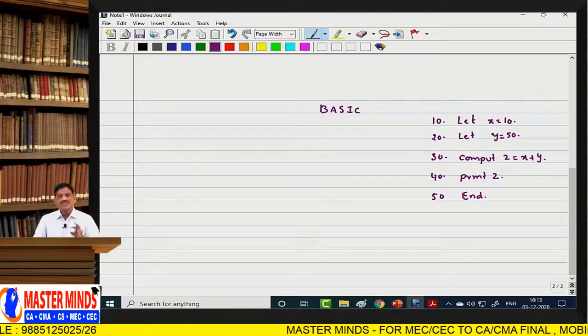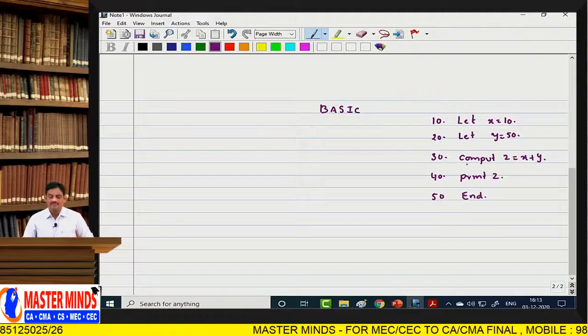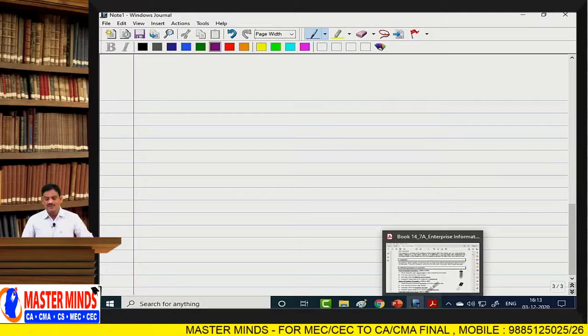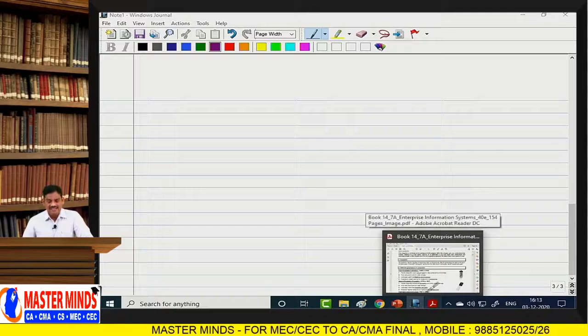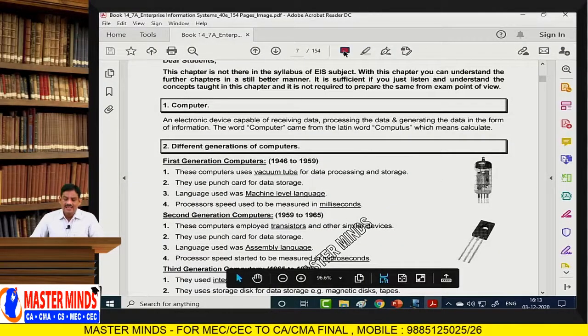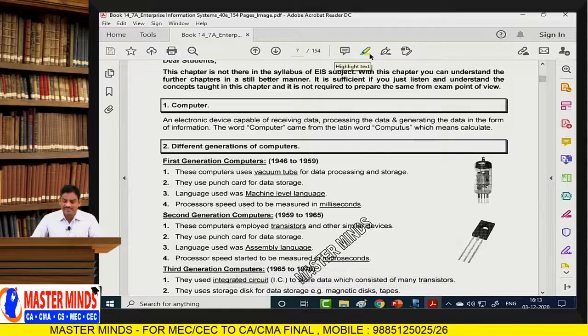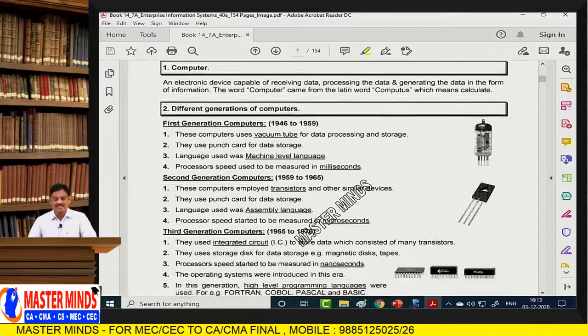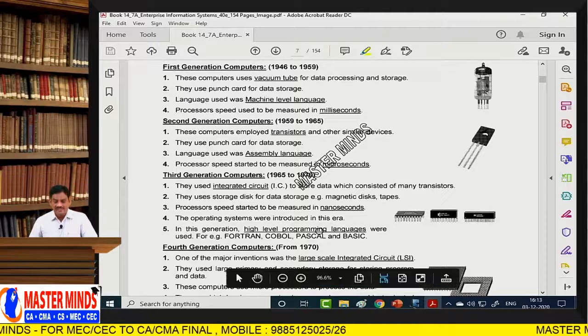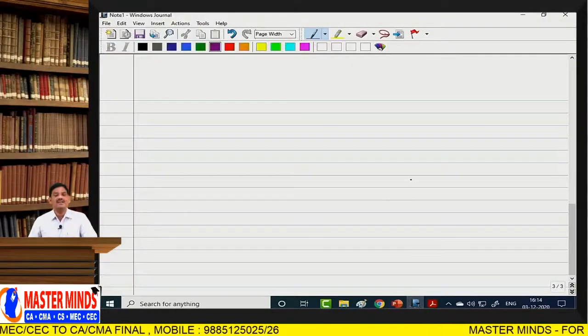Now move on to generations of computer. Totally, generations can be divided into 5 categories or 5 eras. Era is nothing but generation. First generation of computers, second generation of computers, third generation of computers, fourth and fifth generation of computers.